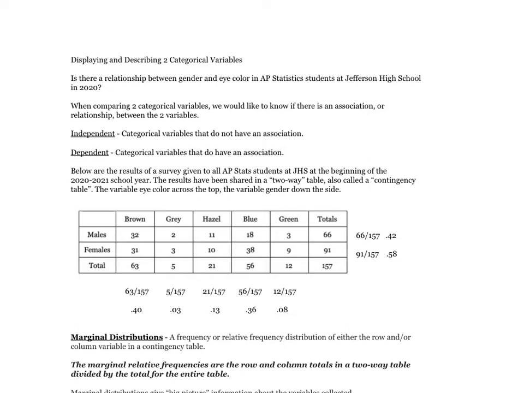In Unit 2, we're going to be looking at what happens when you have two categorical variables you want to look at together, or two quantitative variables that you want to look at together. So Unit 2, two variables, okay? And we're going to start off by displaying and describing two categorical variables.